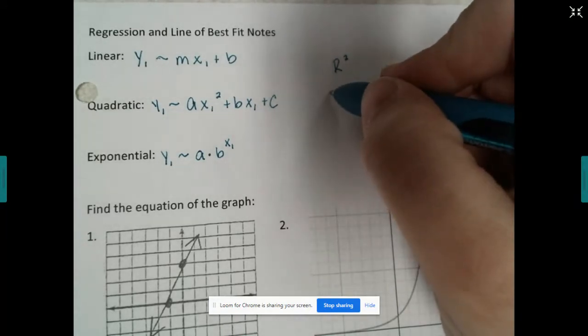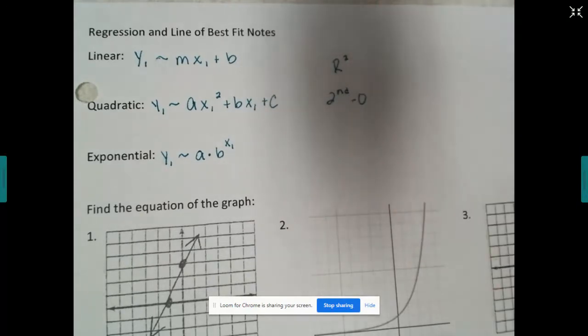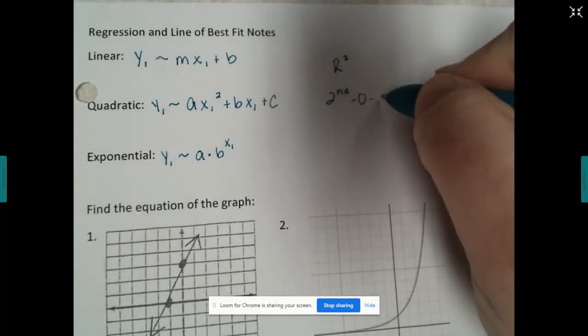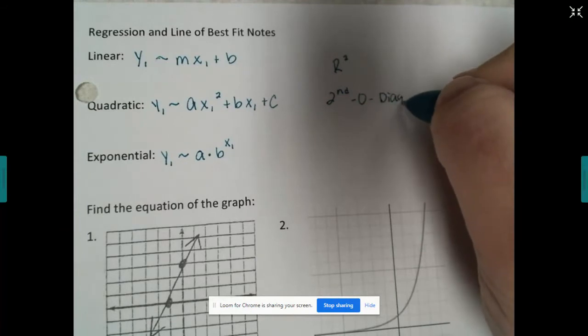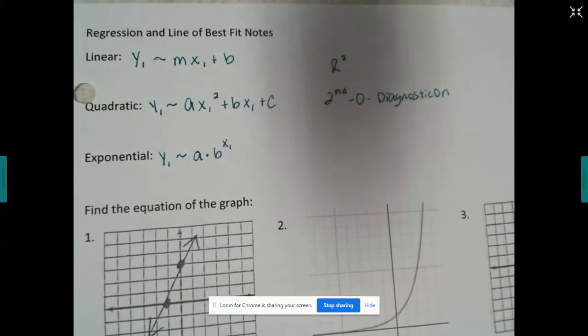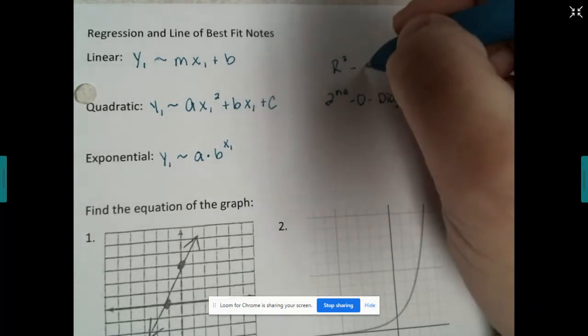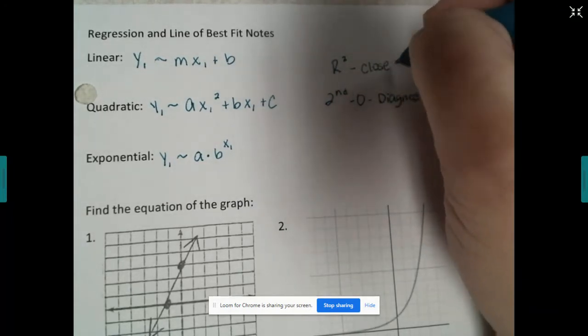And so to do that, you hit second 0, which takes you to the catalog. And then you scroll down to where it says diagnostic on, and then you turn that on. So again, that's if you're on a regular calculator. But if you're in Desmos, again, it shows the R squared value to you automatically. And so what you're wanting is this R squared to be close to 1.